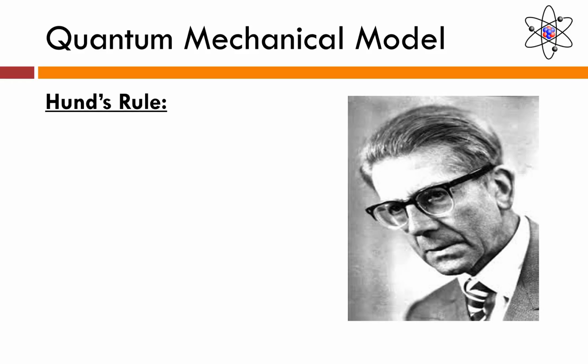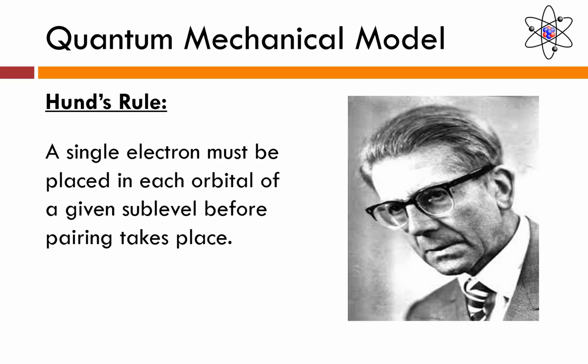This gentleman is Hund, and Hund has come up with a rule about how to fill our orbitals. He says that you have to put a single electron into each orbital in a given sublevel before pairing takes place. I like to think of Hund's rule as the people on the bus rule, or the people on the subway. I know you guys take the subway every day. Think about it. Let's say you get on at the first or the last stop and you've got an empty train car. You sit basically wherever you want.